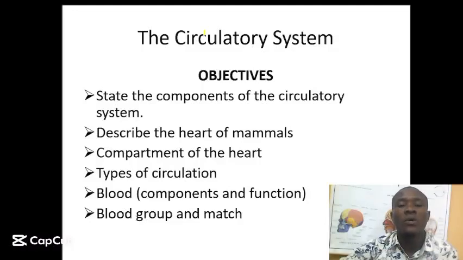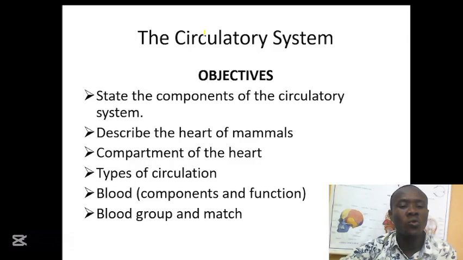So today we are going to start with the circulatory system, and these are the learning objectives. At the end of this tutorial, students will be able to state the components of the circulatory system, describe the heart of mammals, describe the compartments of the heart, and the types of circulation.